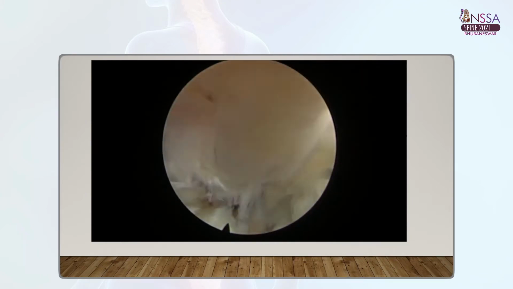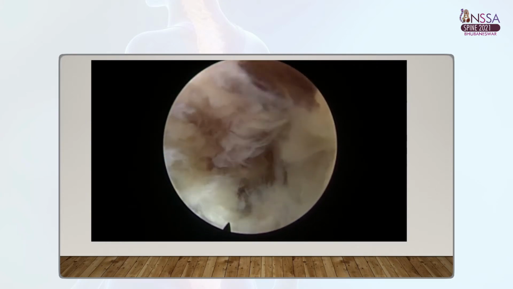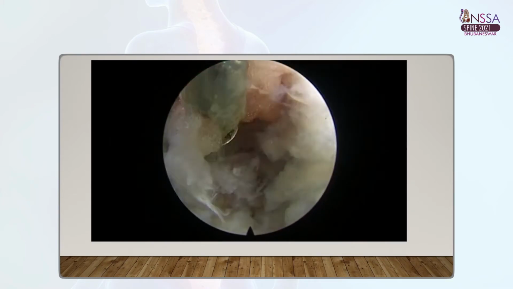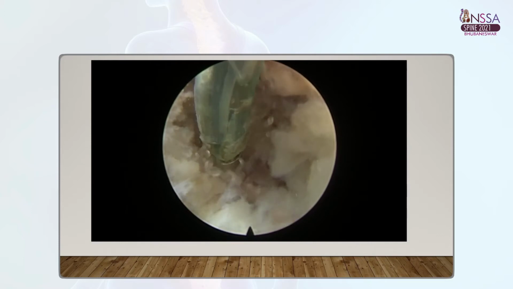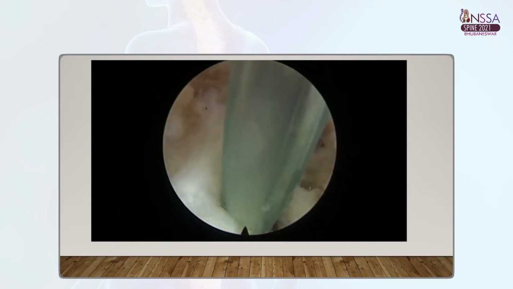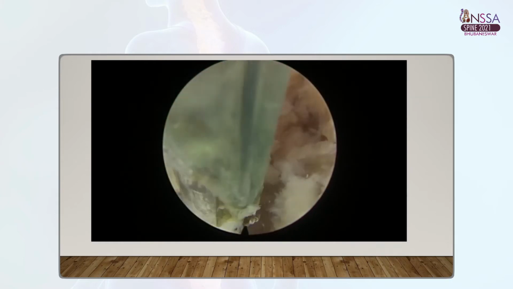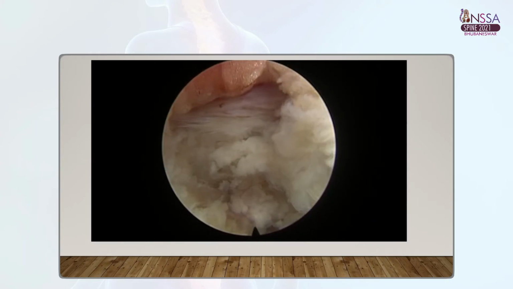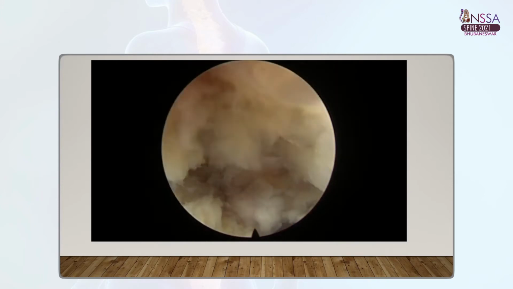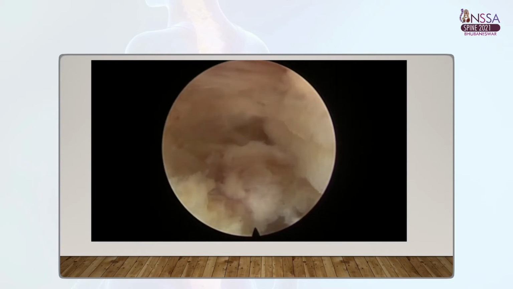Once the fragment is out, we should not be very happy, because there might be a partial fragment that has come out and the remaining fragments might still be there. The edges of the area are just cleaned with the RF. Then you can see at the 12 o'clock, some fragments are still lying loose. So try to catch those fragments and remove them. You can see the fragments have been removed. The second fragment has come out.